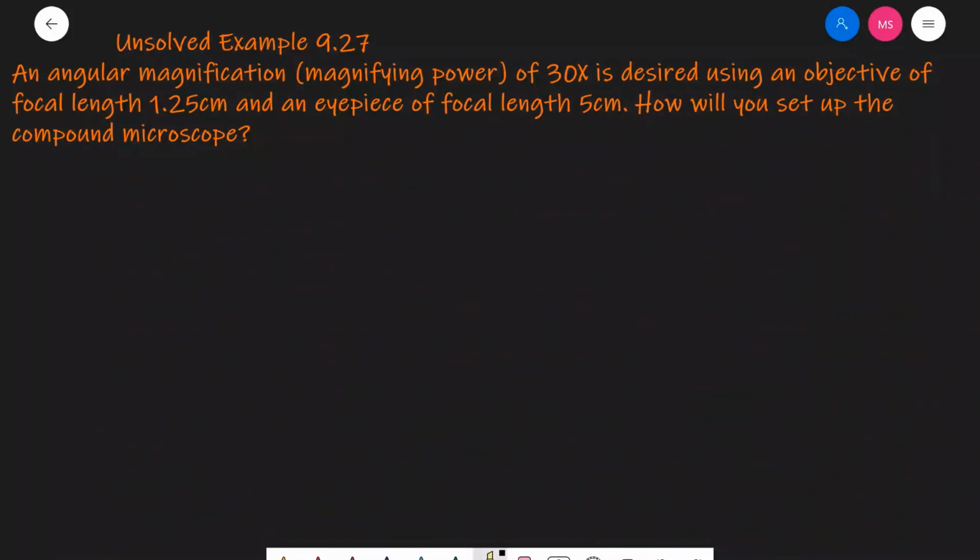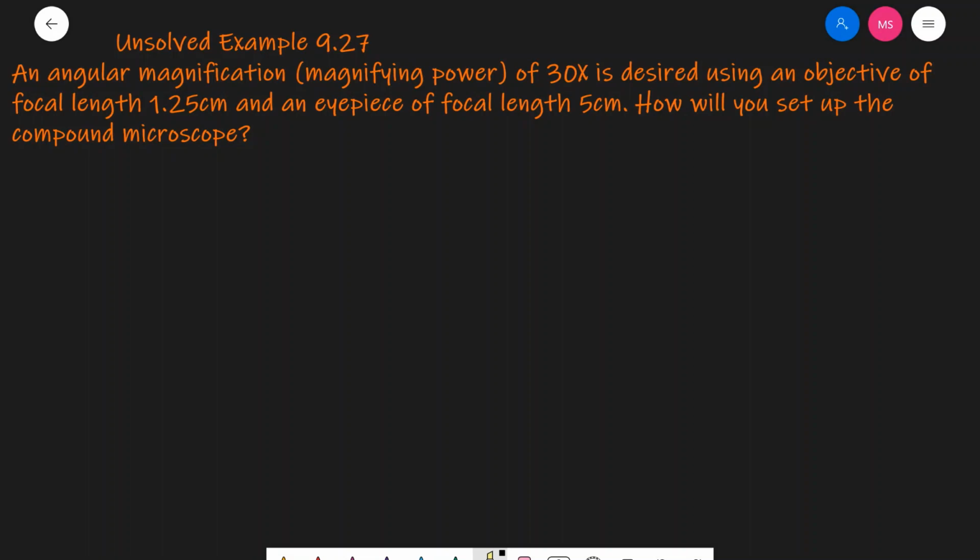Unsolved example 9.27. An angular magnification, that is magnifying power of 30x, is desired using an objective of focal length 1.25 cm and an eyepiece of focal length 5 cm. How will you set up the compound microscope?